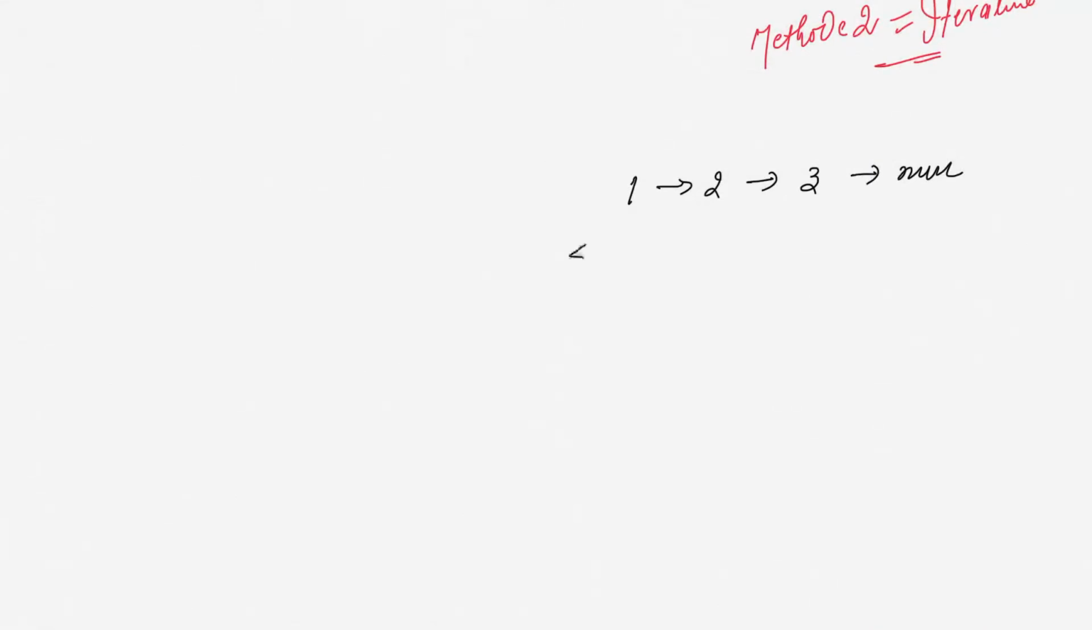So how are we going to do it? We will ask 1 to point to the null, and then we will change 2's next to 1, then 3's next to 2, and we will make this the head and return it as the reversed linked list. To do this we need three variables.